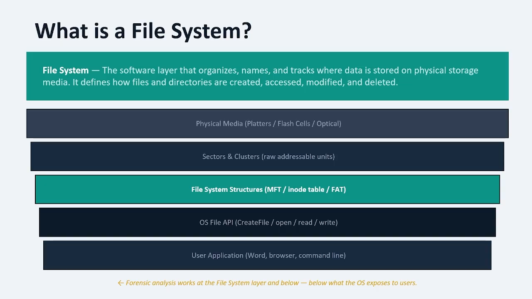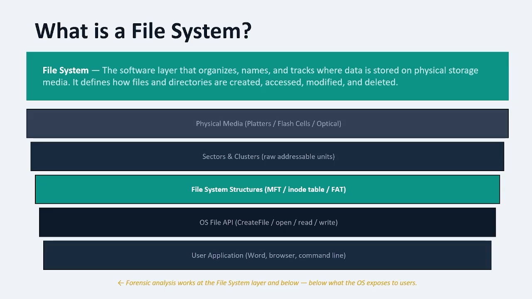Well, it's going to be the software layer that organizes, names, and tracks where data is stored on the physical storage media. A file system sits on top of the physical media and is used by the operating system to view all the data and organize it in a logical and understandable method.